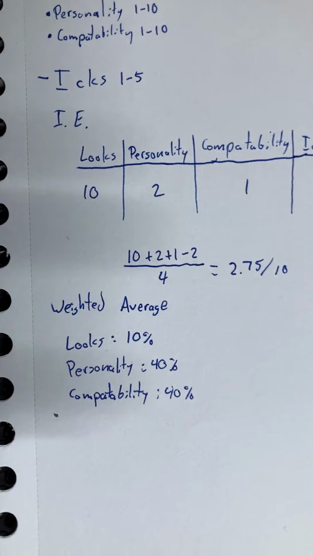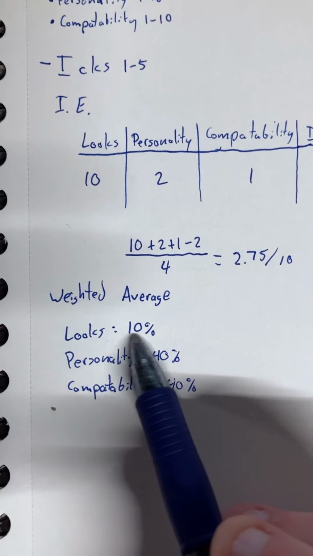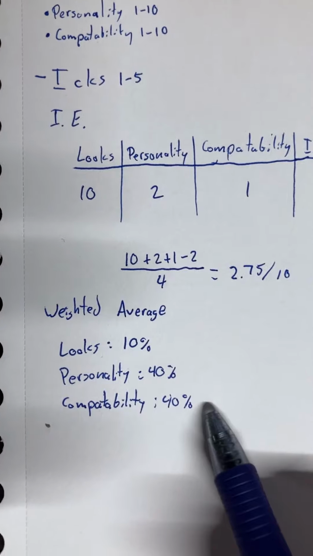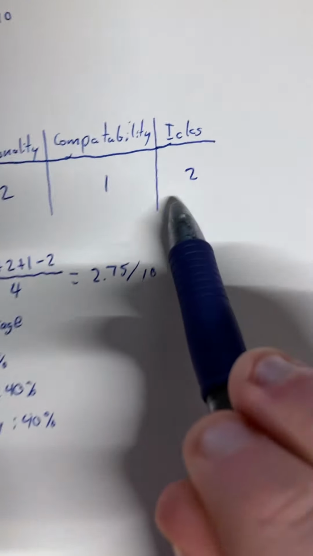We can take this one step further with weighted averages. So let's say that we actually don't care about looks as much. That's only 10% of what we're looking at. We're much more looking for personality and compatibility. I know they only add up to 90%, but we got to save 10% for the ick.